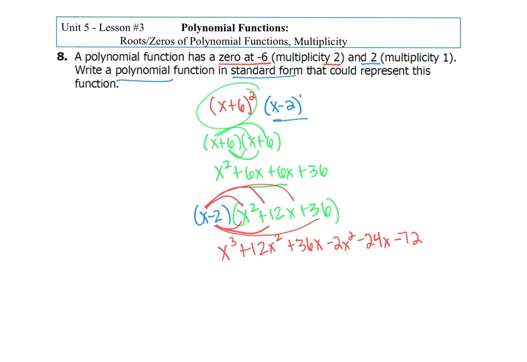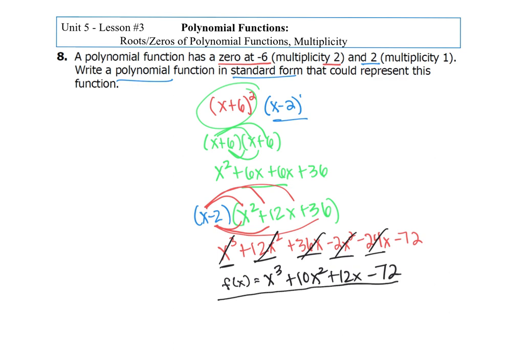To finish it up, we'll combine like terms, starting with my highest exponent down to my lowest. So we have an x cubed. 12x squared minus 2x squared is 10x squared. Then my x's, 36x minus 24x is 12x, so plus 12x. And then I'm left with my constant, negative 72. So I'm just going to say f of x equals this, and I have my function. This function, f of x equals x cubed plus 10x squared plus 12x minus 72, had a 0 at negative 6 and a 0 at positive 2.